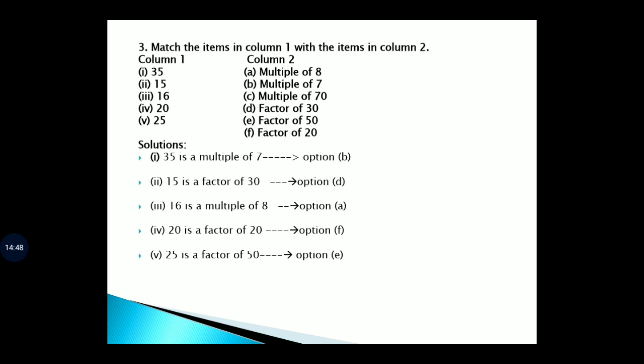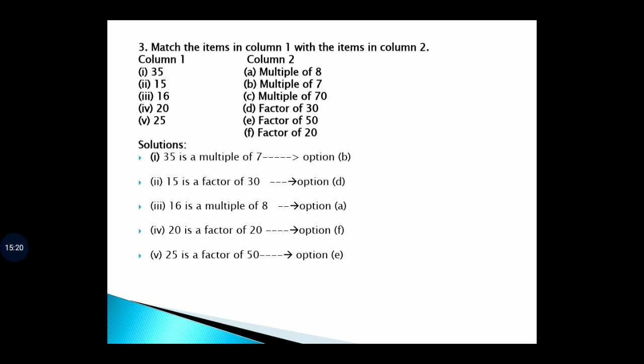Now let us move on to the third bit, that is match the items in column 1 with the items in column 2. Let me read out column 1 first. 35, 15, 16, 20 and 25. Here in column 1 some numbers are given. As you can see, in column 2 the properties are given, what exactly the number is. Multiple of 8, multiple of 7, multiple of 70, factor of 30, factor of 50, factor of 20.